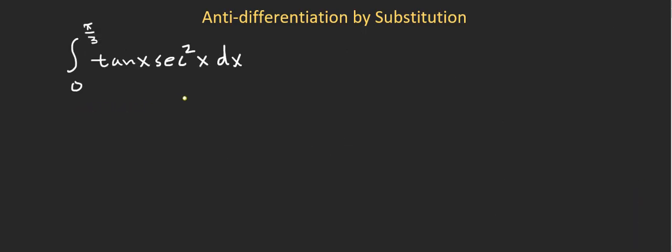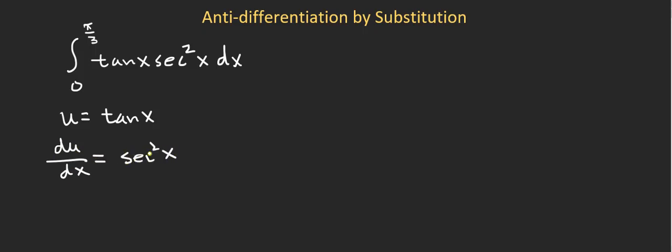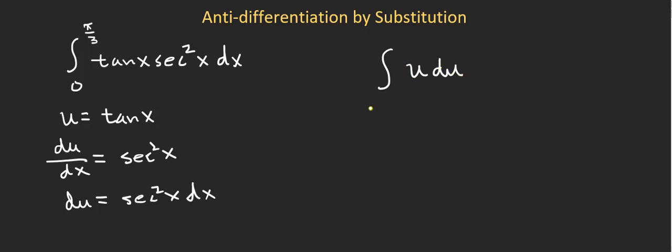Now let's take a look at a trig problem. Here, what I like to do is let u equal tangent x. Why? Because when you do du over dx, you get secant squared x. So you know that du is secant squared x dx. So this part becomes u, and that part becomes du. So now we have u du.